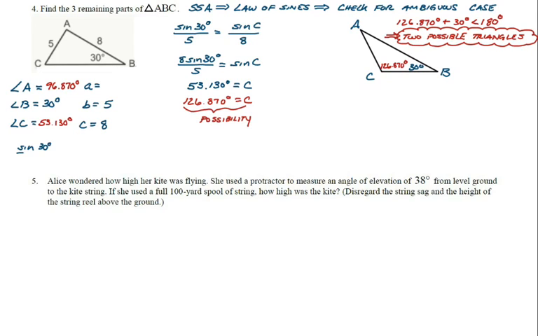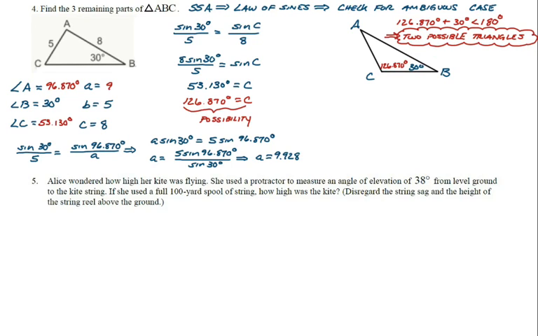So the way I'm going to do that is by using the law of sines. So sine of 30 over 5 equals sine of 96.870 over A. Solving for A, I'd cross multiply or clear fractions multiplying both sides by 5A. And what you should get is A sine of 30 equals 5 sine of 96.870. Dividing both sides by sine of 30, getting A by itself, I would get A to be 9.928. So finished solving that triangle with the original angle C that I found, 53.130.